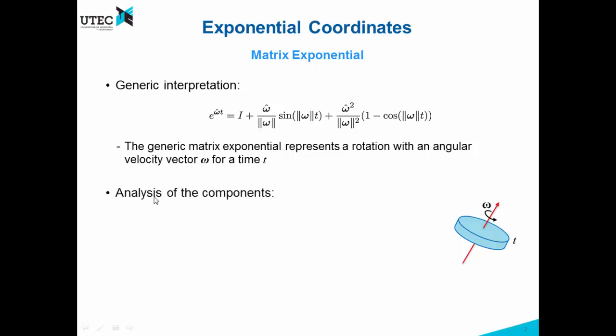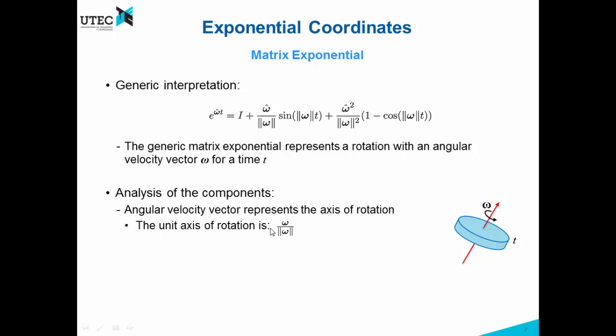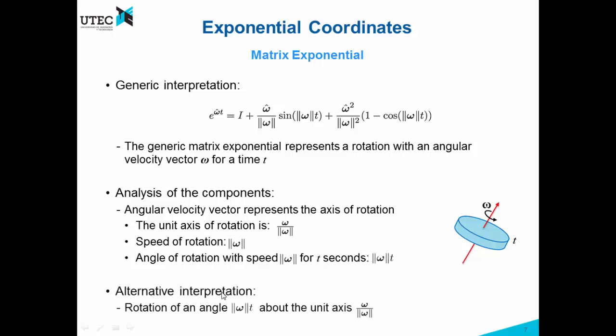If we analyze the components, the angular velocity vector represents the axis of rotation, as you can see in this picture. The unit axis of rotation would of course be this, omega divided by the module. And then the speed of rotation will just be the module. And the angle of rotation with a speed given by this module for t seconds will be the product of these two. So an alternative interpretation says that the rotation of an angle omega t about the unit axis omega divided by the module of omega is this expression.